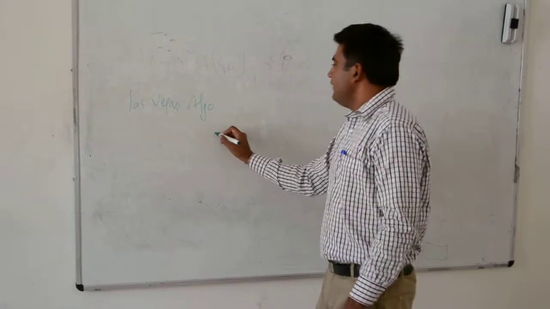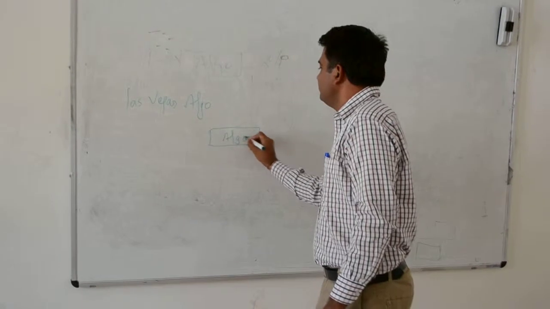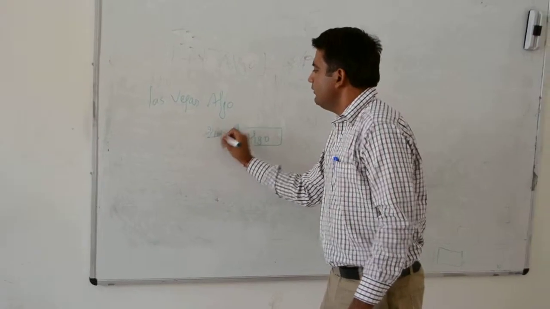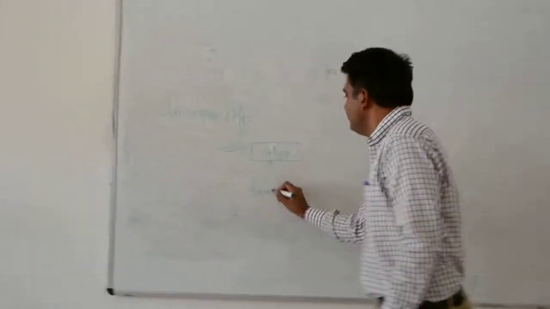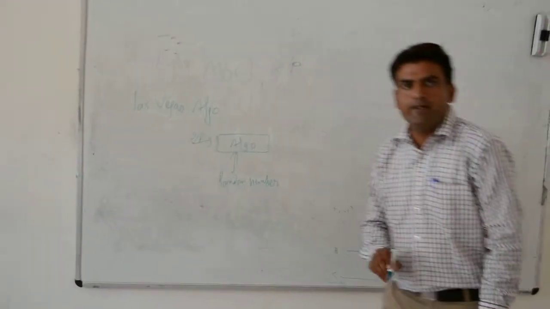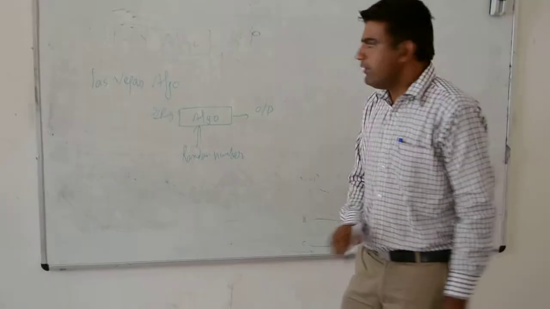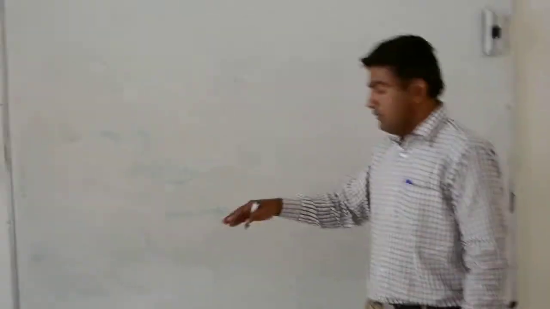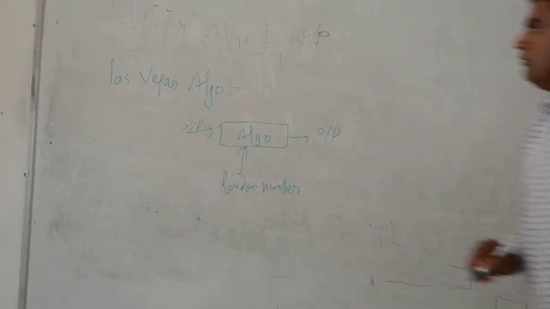In the Las Vegas algorithm, we have an algorithm, we give the input, and additional random bits will be added. A random number will be added, and the output will depend not only on the input but also on the random number. Now we'll see how this Las Vegas algorithm will work.